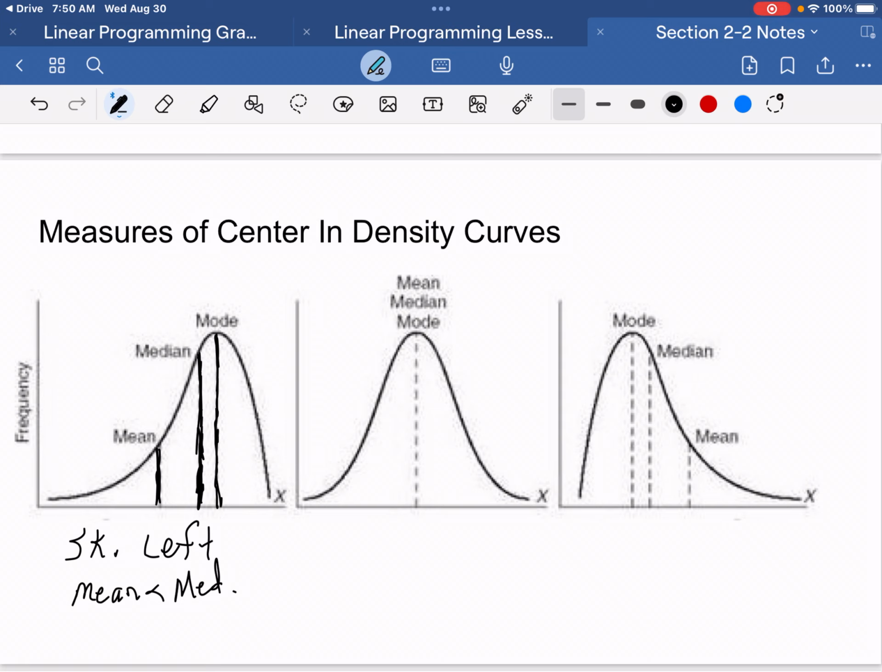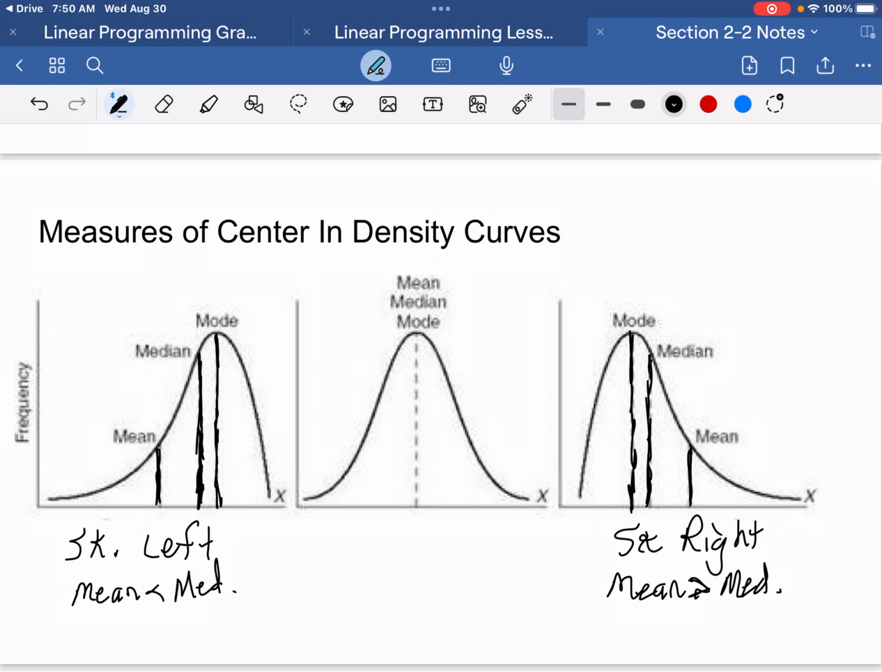If you have a skewed right distribution, then we already know that the mean in a skewed right distribution is greater than the median. And so as we see here, the mode is the highest bar. The median is just ever so slightly to the right of the mode. And then the mean is greater than the median. It's being pulled in the direction of that skew.